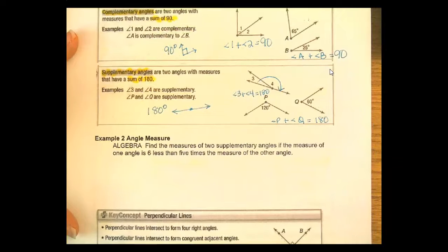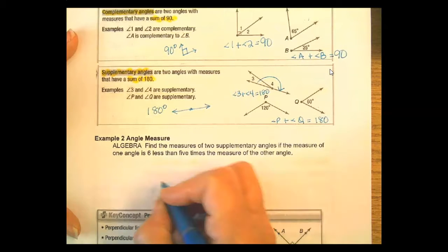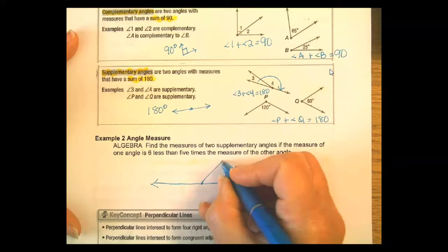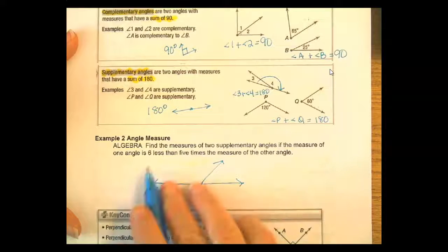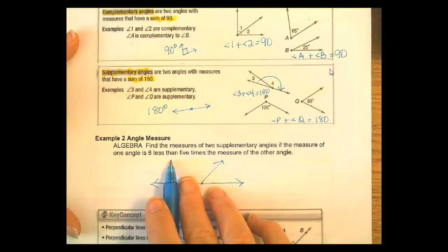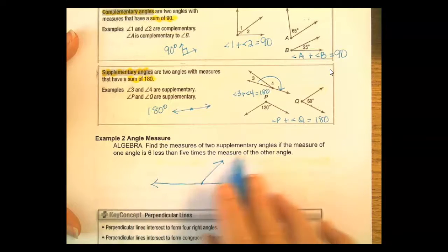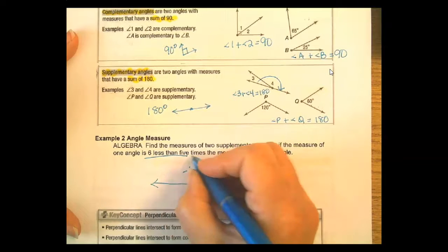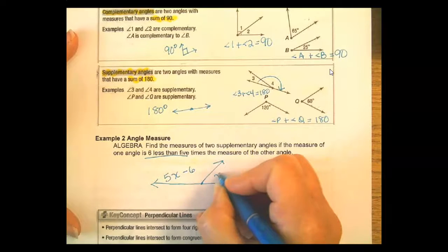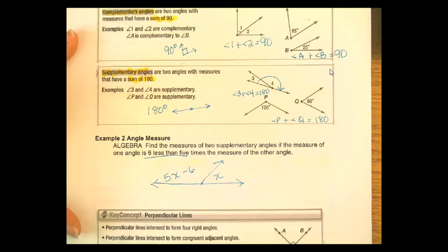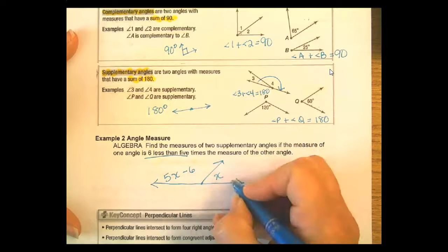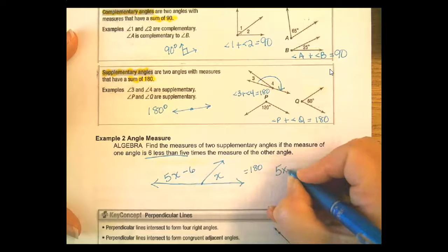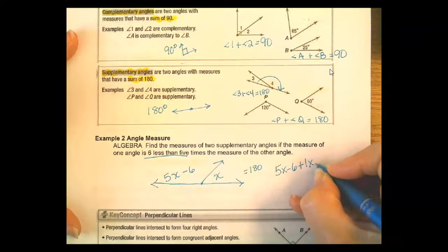Find the measures of two supplementary angles. I'm going to have to draw a picture. Supplementary angles means they form a straight line, and then one zips off like that. If the measure of one angle is 6 less than 5 times the measure of the other, 6 less than means minus 6, 5 times this one. To solve that, these two together equals 180. So 5x minus 6 plus 1x equals 180.